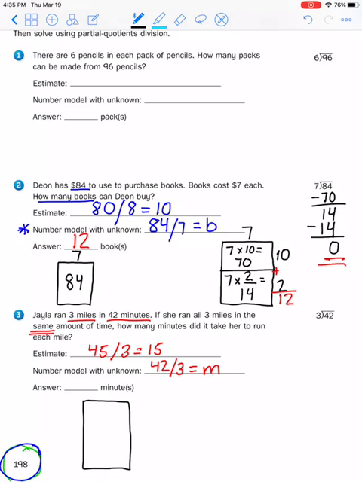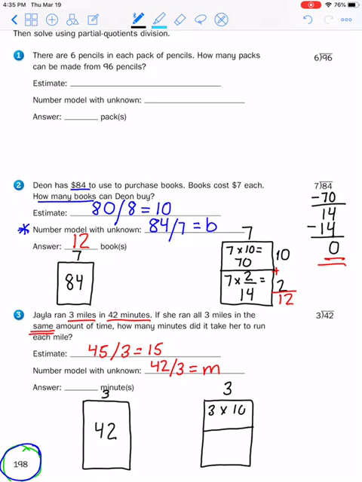So we're going to start with the rectangle, and I'm going to put 3 up here, and I'm going to put 42, because that's how many minutes she ran all 3 miles all together. So now I'm going to come over here. Remember, I told you I usually deal with 10. So 3 times 10 is 30, which gets me close to that 42. So that's kind of what I'm going to start with.